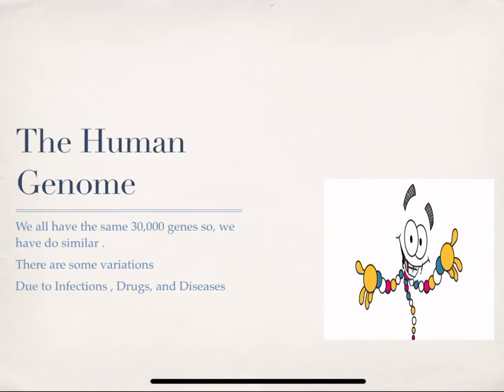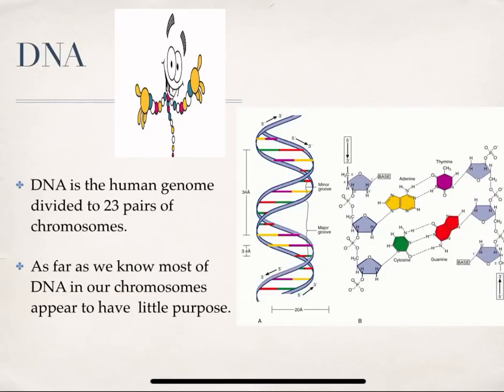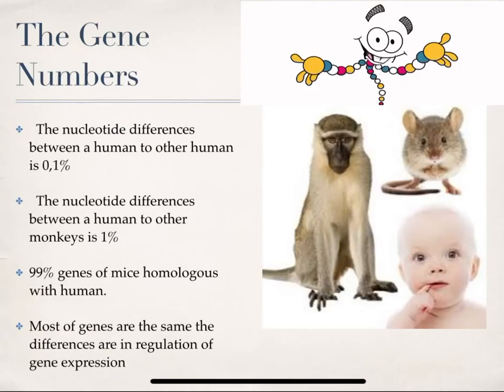The fourth one is the human genome. We all have the same 30,000 genes, so we function similarly. There are some variations due to infections, strikes, and diseases. DNA, which is me. The human genome is divided into 23 pairs of chromosomes. As far as we know, most of the DNA in our chromosomes appears to have little purpose.